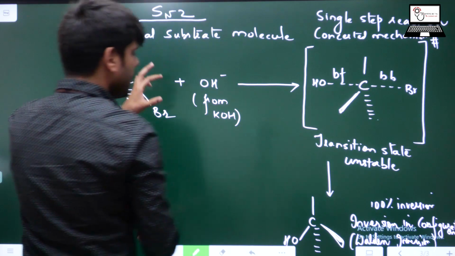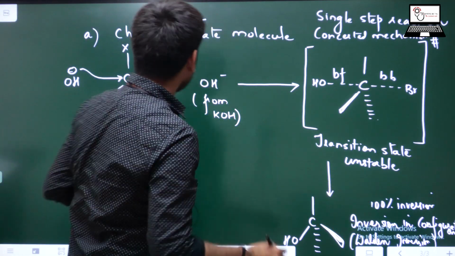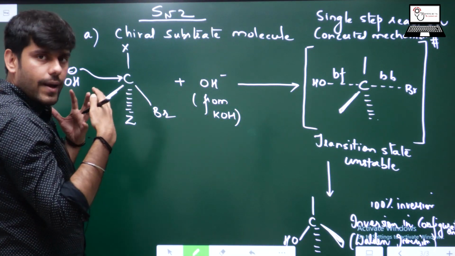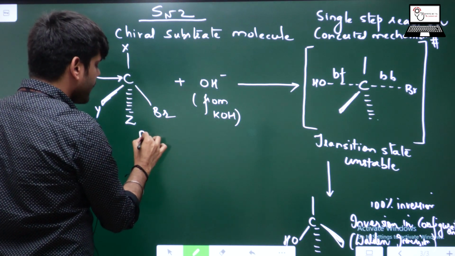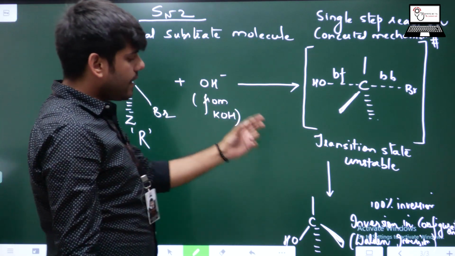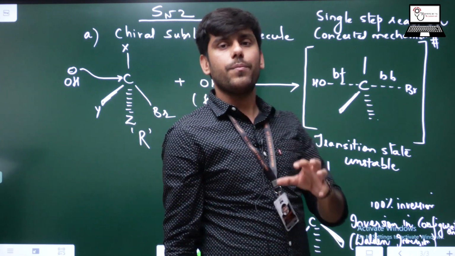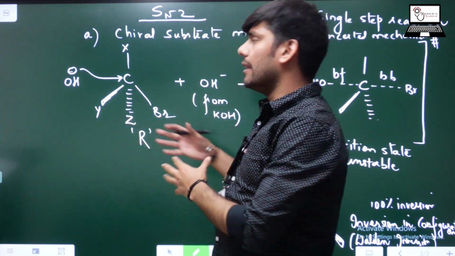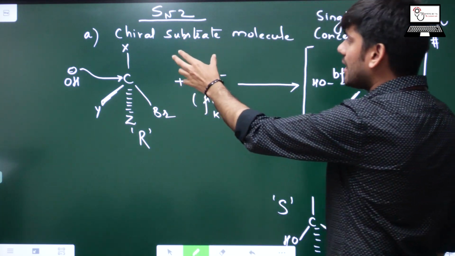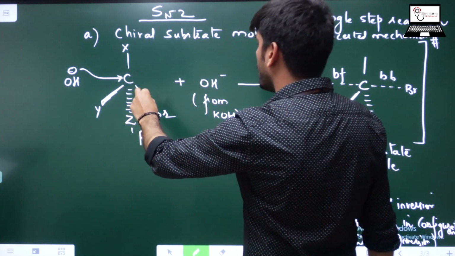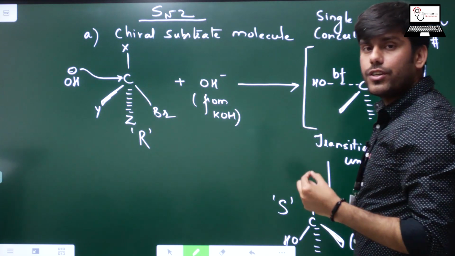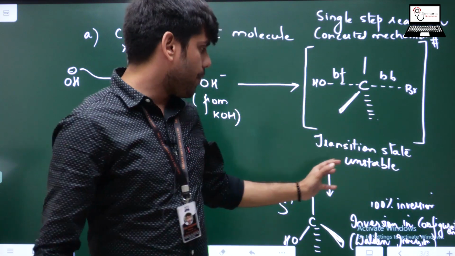Now, what does this inversion mean? If my substrate molecule has R configuration, then the product will have S configuration. Hence, I have 100% inversion in the product. So if I have a chiral substrate molecule, I end up getting 100% inversion in the product.